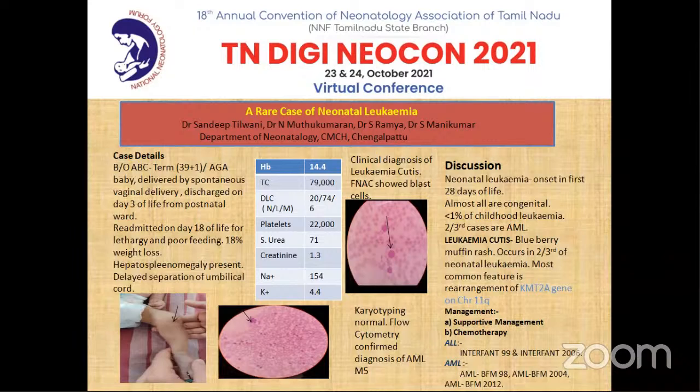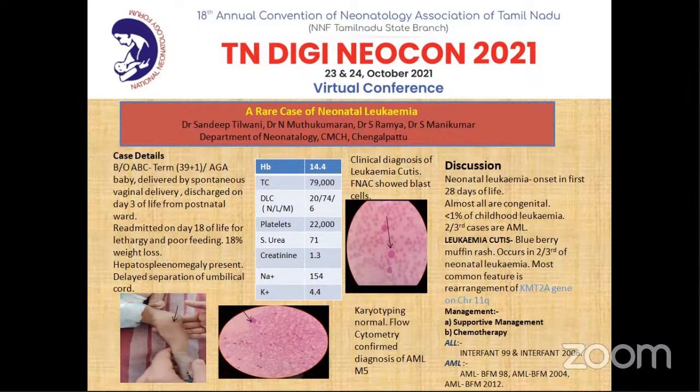So this led to a suspicion of leukemia in the child, and actually the baby at the time of admission had typical papular blue spots on both the lower limbs. I think the picture here is not very clear, but there were these blueberry muffin spots on both the lower limbs. So we made this provisional diagnosis of leukemia cutis, and we went for an FNAC from the papular lesion. In that FNAC also, there were blast cells, which confirmed the diagnosis of leukemia cutis.